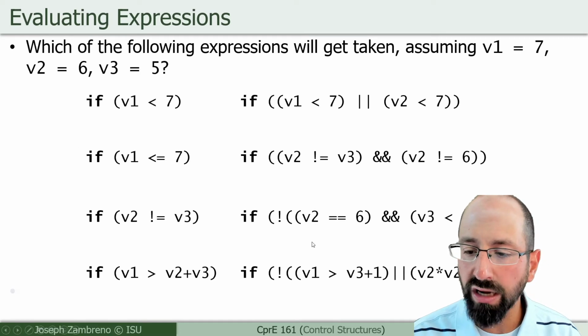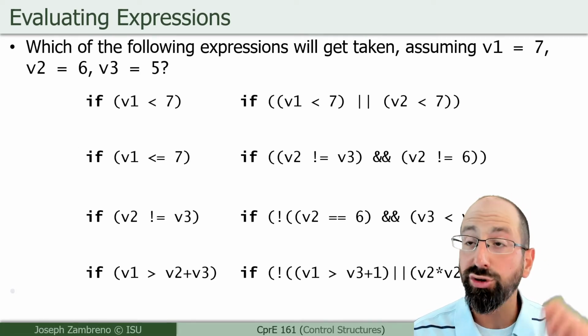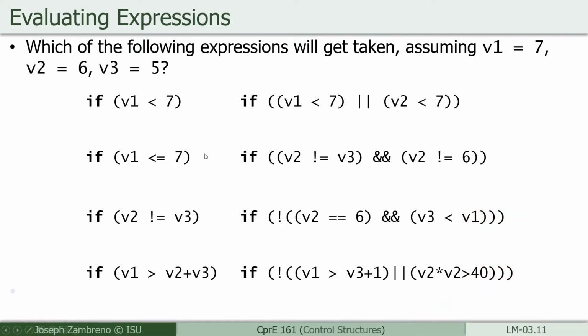Let's quickly go through a couple of examples here for which of the following expressions will get taken, assuming v1 is 7, v2 is 6, and v3 is equal to 5. If v1 is less than 7, v1 is not less than 7, it's not going to get taken, it's equal to 7. If I want to check less than or equal to 7, I'd better use the less than or equal operator. Done. If v2 is not equal to v3, good, they're not equal to each other.